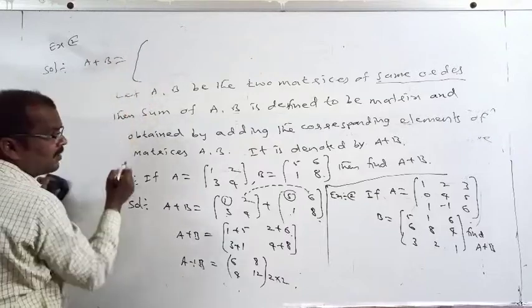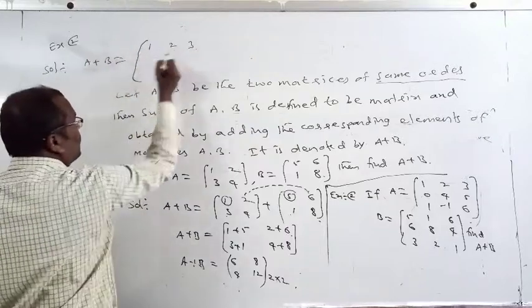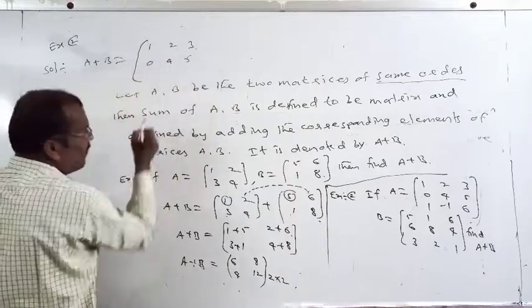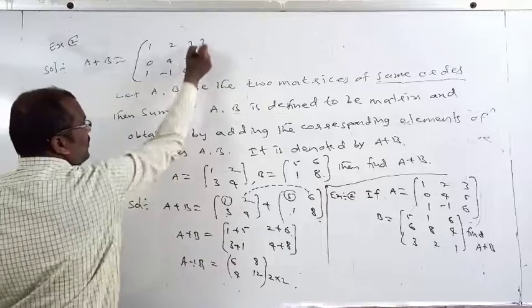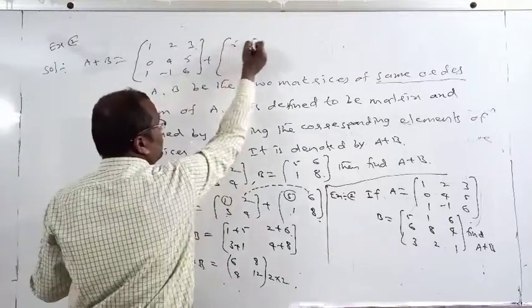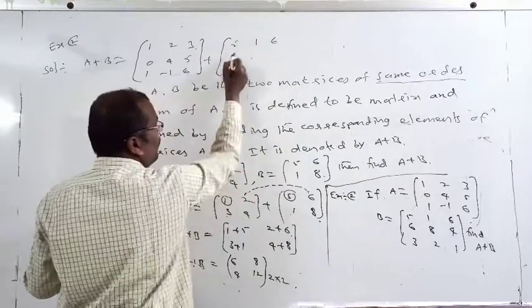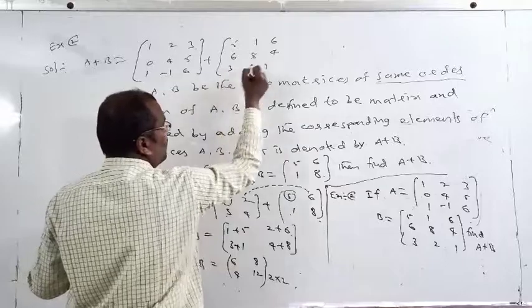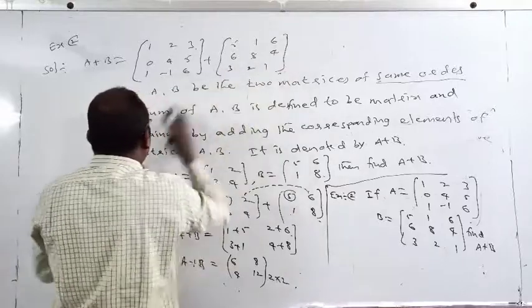So the first matrix is 1, 2, 3, 0, 4, 5, and the second matrix B is 5, 1, 6, next row 6, 8, 4, next row 3, 2, 1. Now add the two matrices.